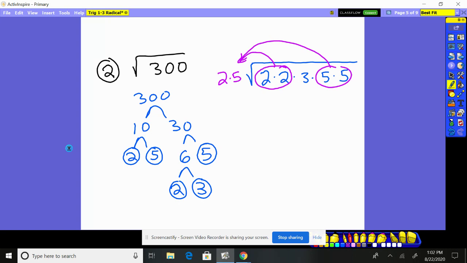Now, 2 times 5 is 10 left outside times the square root. What's left inside? A 3. I guarantee you if you take the 10 times the square root of 3, it'll give you the same answer as the square root of 300. You can check it on a calculator if you want.